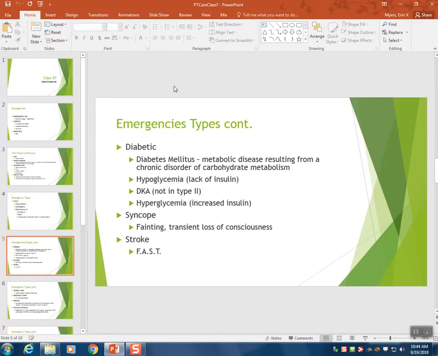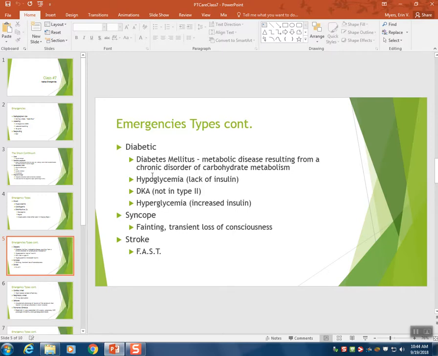Even though diabetes mellitus is considered a disease, it can also be considered an emergency if it's not catered to or treated properly. So the most common issues with diabetes, or let me define it first, actually, so you understand. It's a metabolic disease resulting from chronic disorder of carbohydrate metabolism. As we all know, sugars turn into carbohydrates within the body, and the pancreas usually secretes insulin.